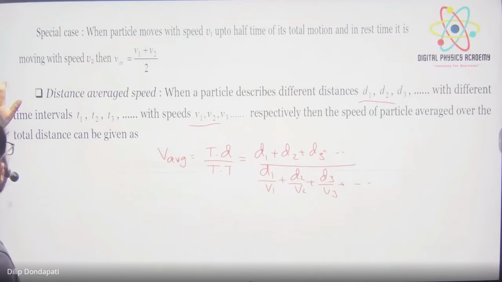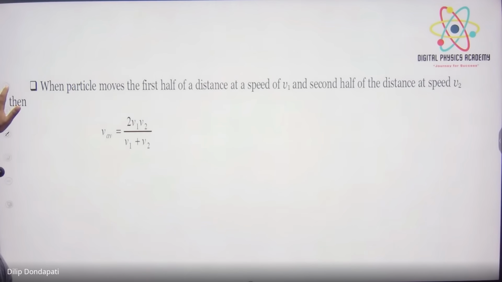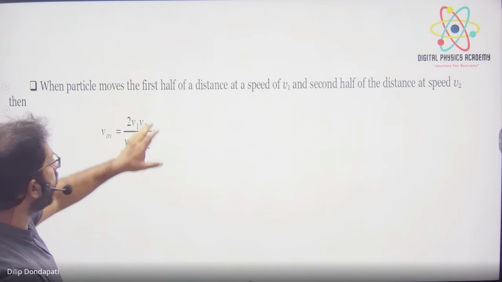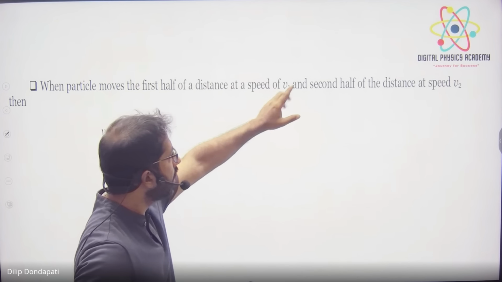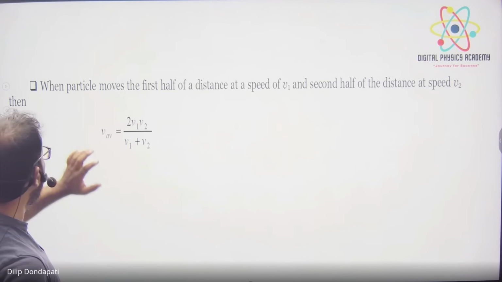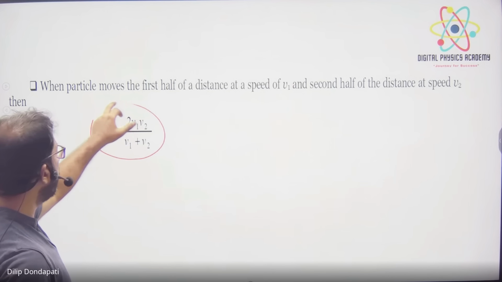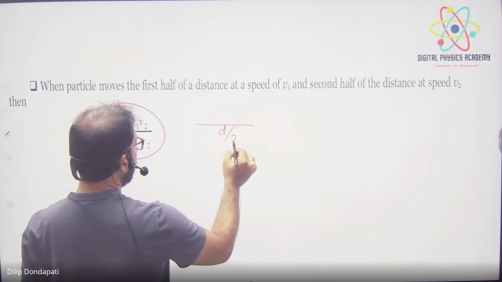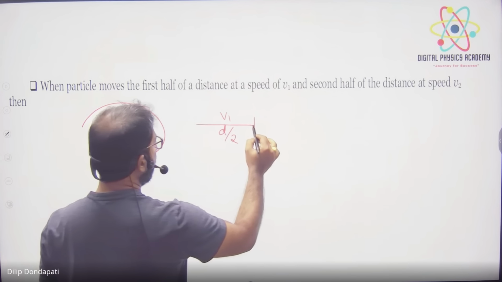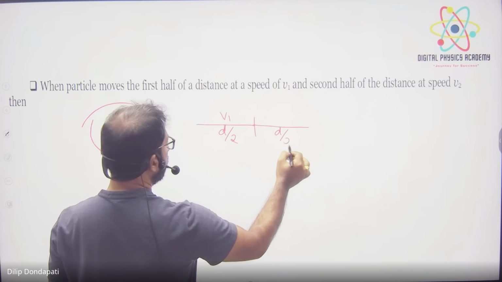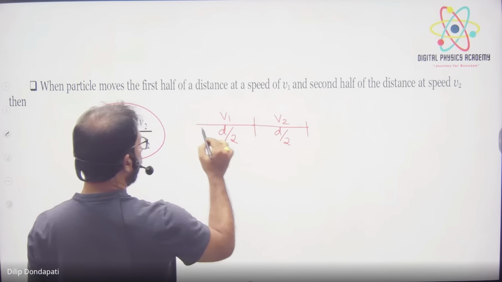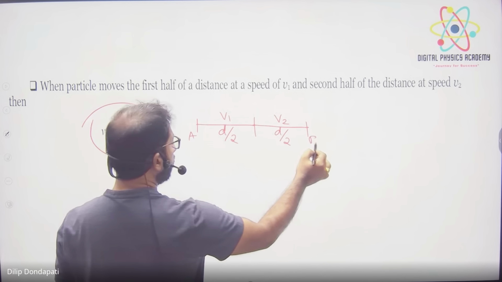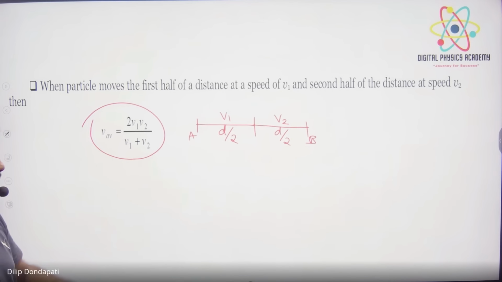Okay, last case. When a particle moves the first half distance with v1 and the second half distance with v2, then what is the average speed? You can derive this one. Tell me how to derive it: first half distance with speed v1, second half distance with speed v2. So how to find the average speed? Find it and derive this one.